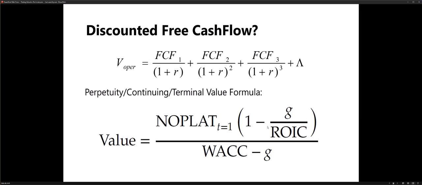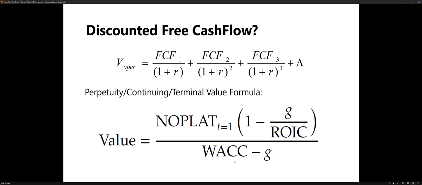It looks complicated right here. So sometimes you call it perpetuity, continuing, terminal value. All means the same thing. So you take your NOPLAT, you multiply by 1 minus G, divide by ROC, divide by WACC minus G. Well, let's take a look at the denominator. We can probably know WACC minus G is basically R minus G.